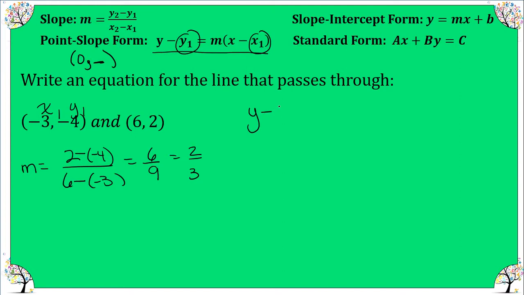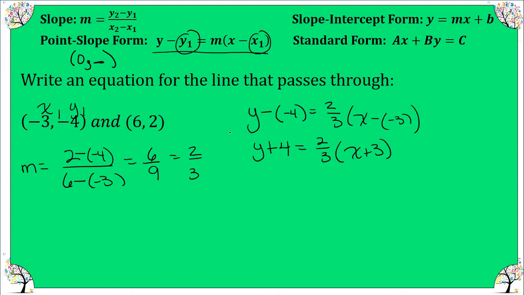So I have y minus -4 equals the slope 2 over 3 times x minus -3. Now, I always want you to clean up, so to speak, the equation when we have minus a negative and make it plus. So y plus 4 equals 2/3 times x plus 3. If I asked you to identify this equation in point-slope form, this is what you would give me.